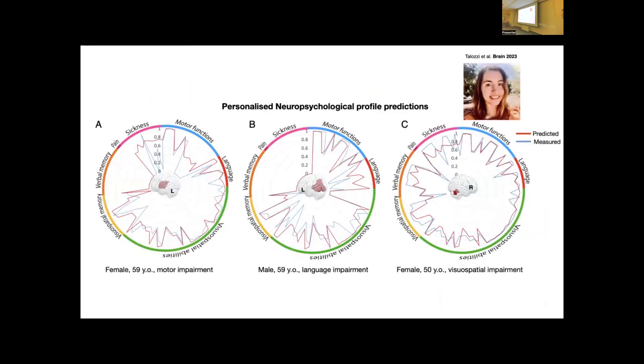Individual predictions are also quite interesting, although usually our tool is more optimistic about the performance of the patient than the actual observation. But you can see that, for example, for a patient with language impairment, the area where you have a dent over there was also captured and represented at the individual level.